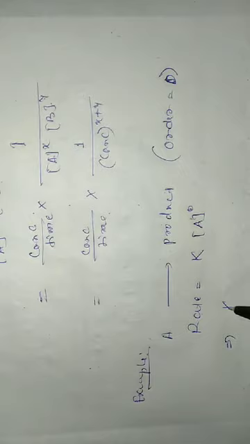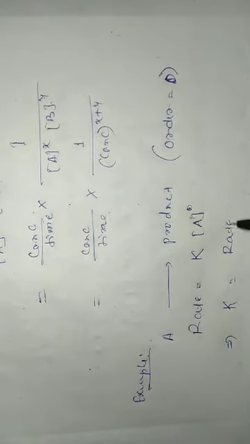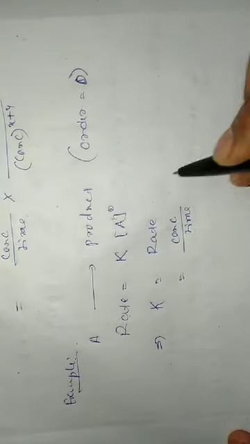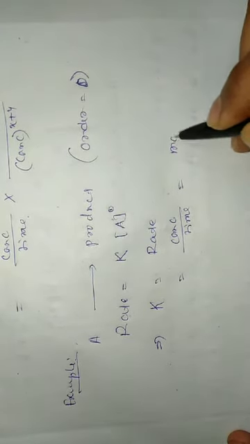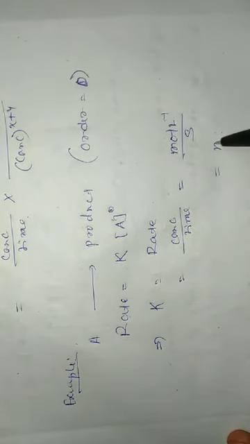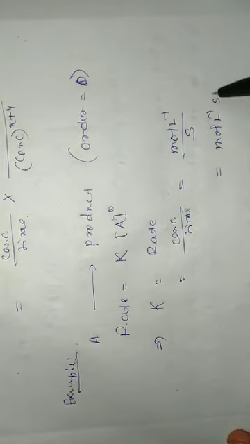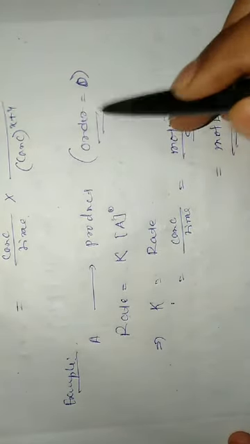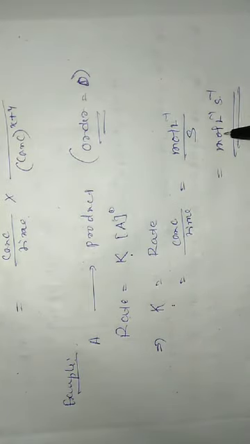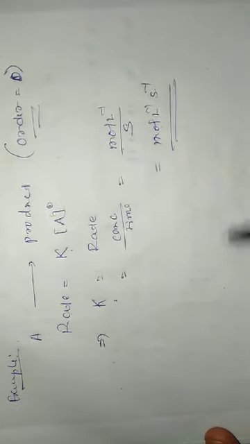So k equals what? Rate. So what is the rate? Rate is concentration divided by time. So what is the unit of concentration? Moles per liter. What is the unit of time? Second. So moles per liter per second. It is the unit of k for which order of reaction? Zero order reaction. So what is the unit of k for a zero order reaction? Moles per liter per second.